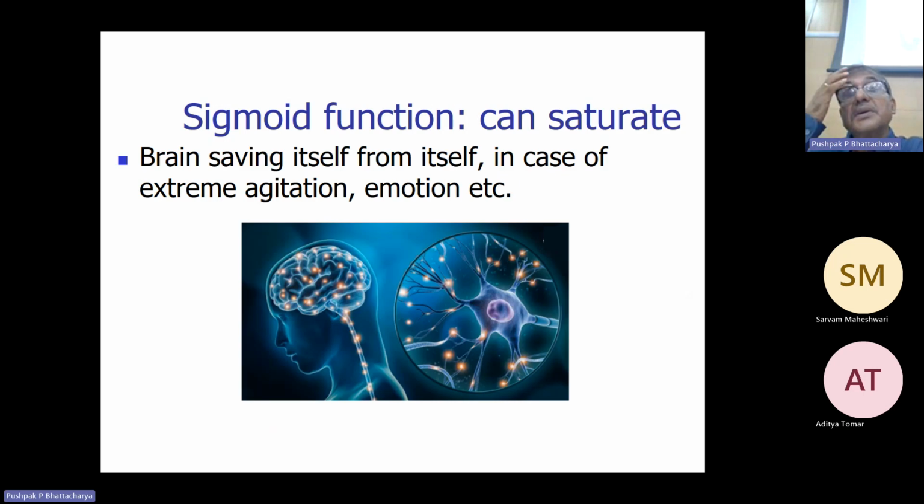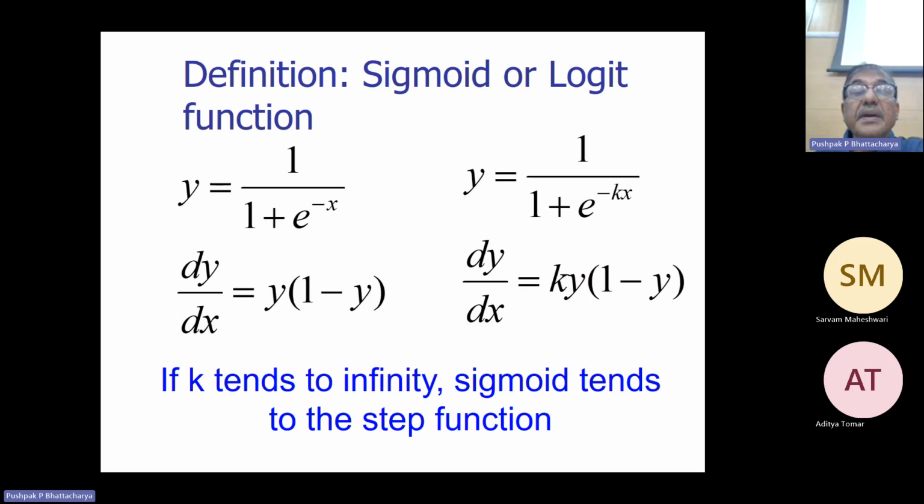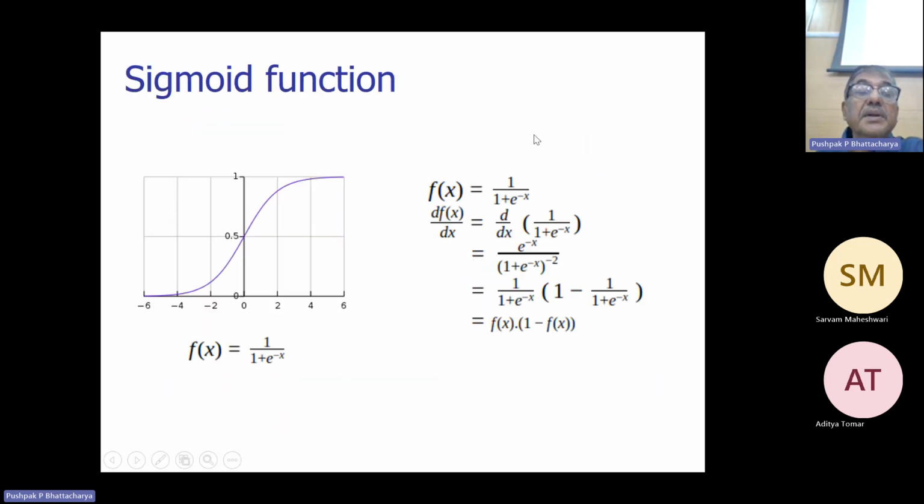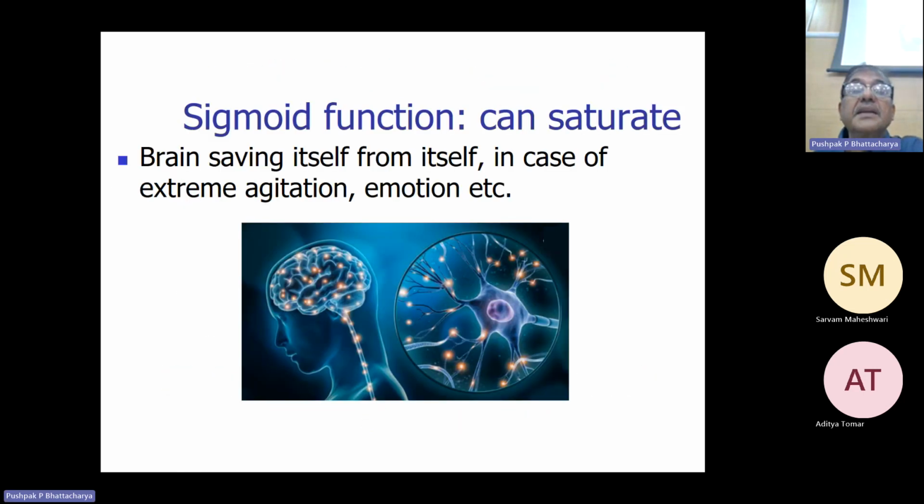Now, the sigmoid function can saturate. The sigmoid function's curve is this. So it has saturation towards -infinity and saturation towards +infinity. Now, the sigmoid neuron has an interesting biological, neurophysiological basis, and also an interesting history. How was the sigmoid function thought about by neural scientists, neural engineers, let's say?